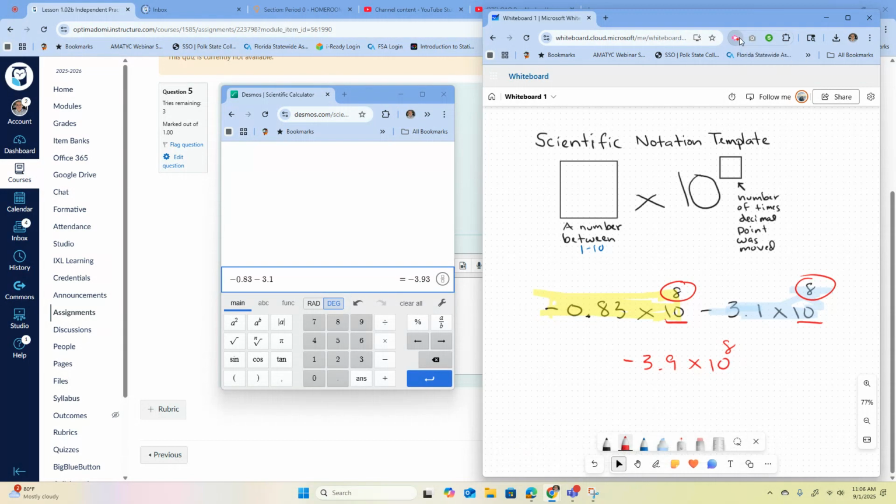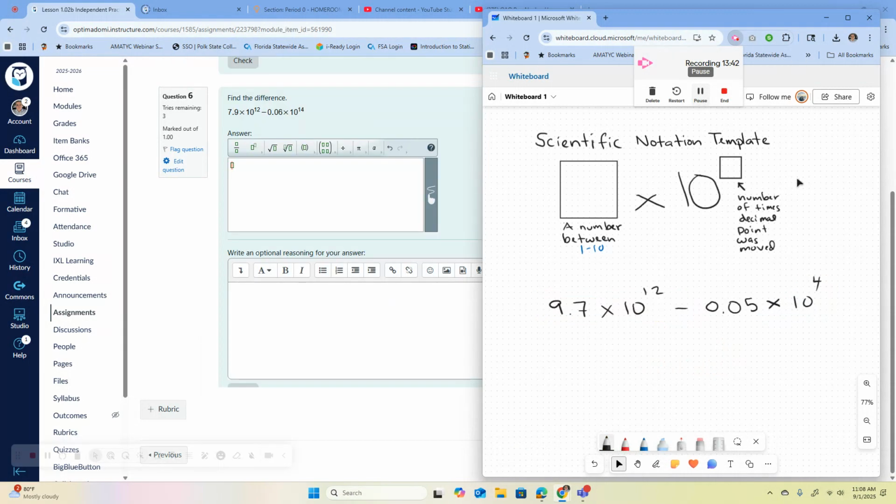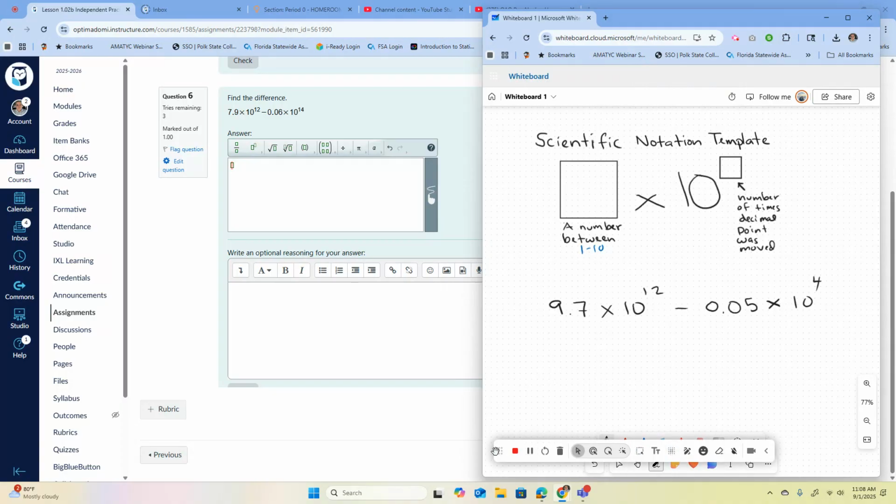Let's go to number 6. So in question number 6, we're going to do the same thing. It's a regular subtraction problem using scientific notation numbers. However, before I subtract, I need to make sure that the powers of 10 both have the same exponent. By the way, this is 14, not 4. Okay, so when you look at the exponents, they're not the same. So we're going to have to fix one of them.